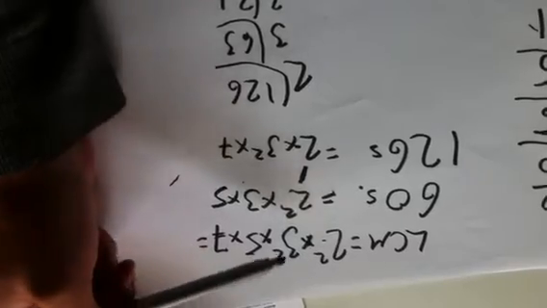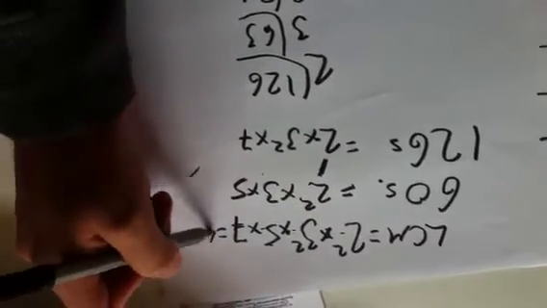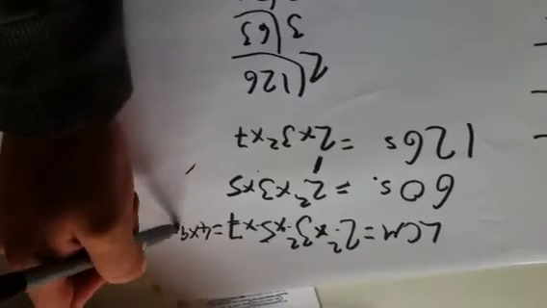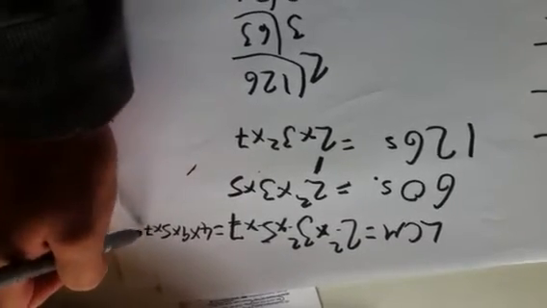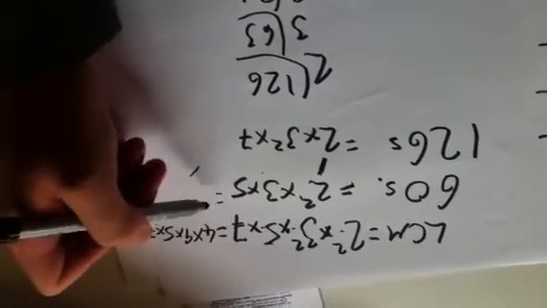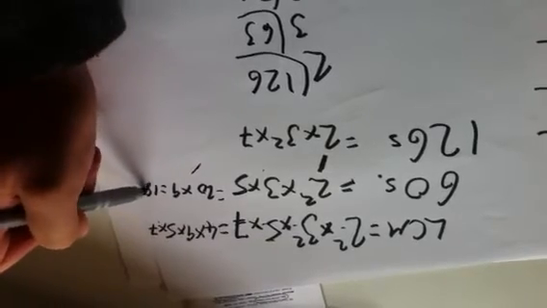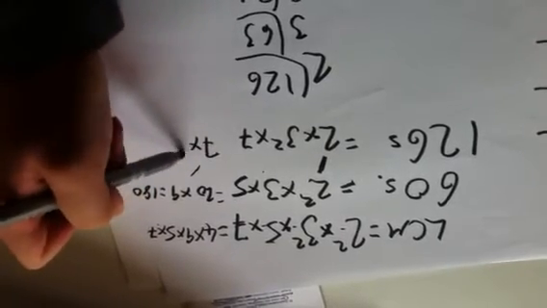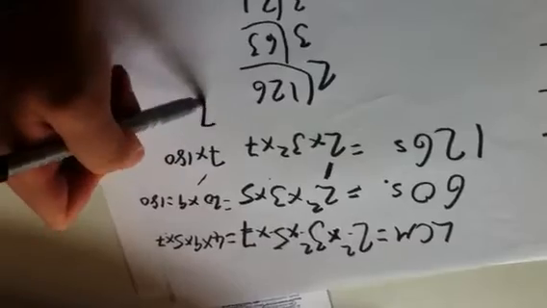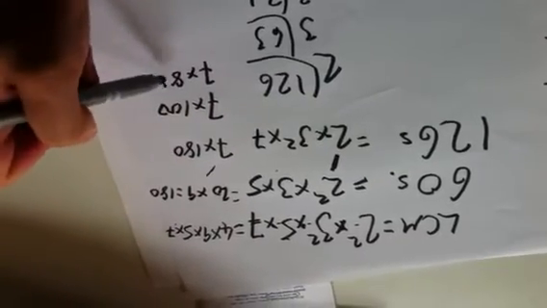That's 4 times 9 times 5 times 7. Not a very nice number, but let's do 4 times 5 to get 20. Times that by 9 equals 180. And 7 times 180, I use partitioning, so that's 7 times 100 plus 7 times 80.